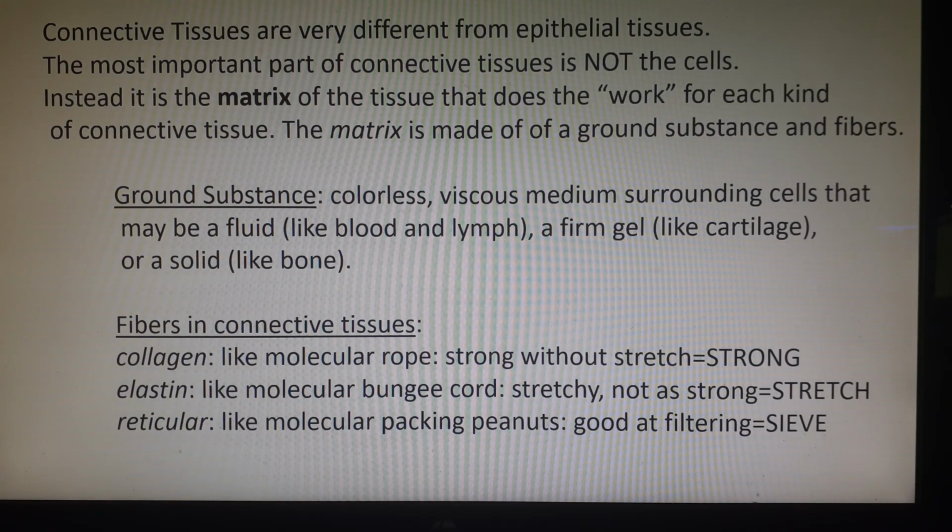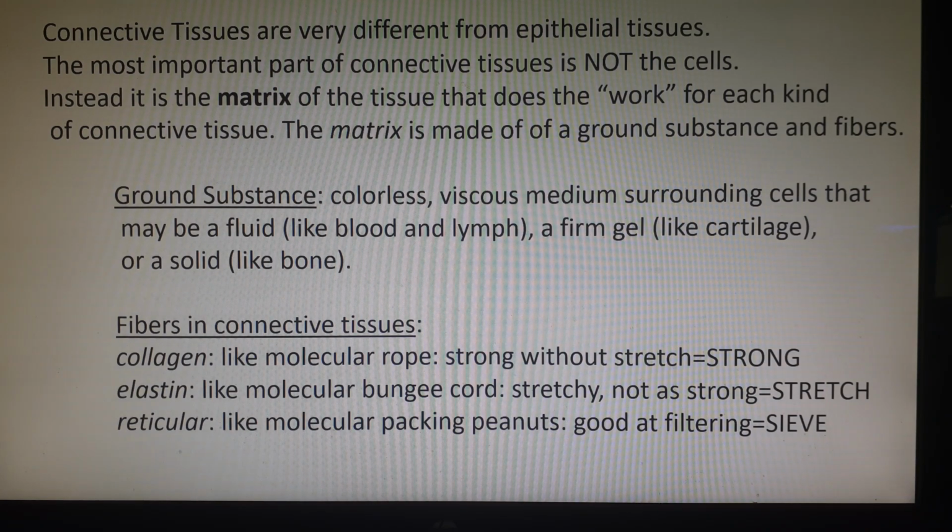When we were talking about epithelial tissues, it was all about the cells. We had a glue layer called the basement membrane, and then all we had was cells, and it was about how many rows of cells and what's the shape of the cells. Connective tissues hold the body together or connect it functionally. So the cells, although they're important, they're not the focus. Instead, the main thing about connective tissues is something called the matrix.